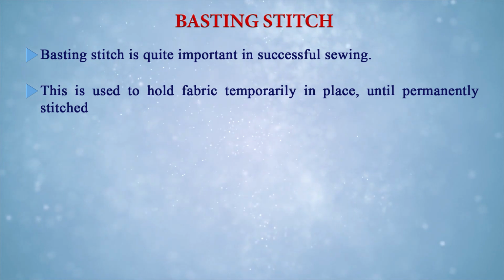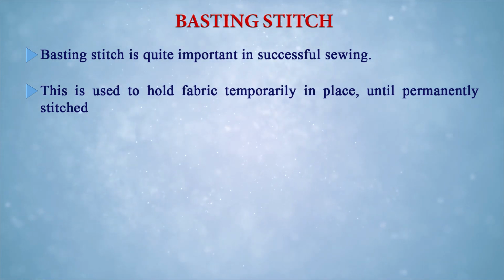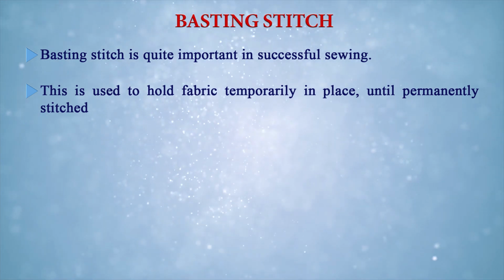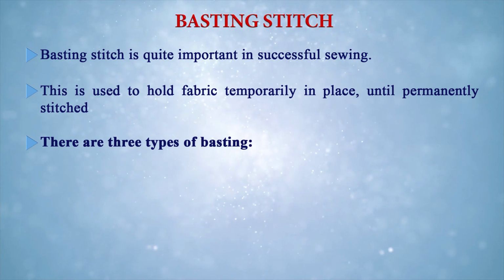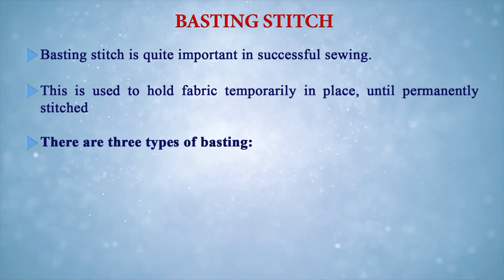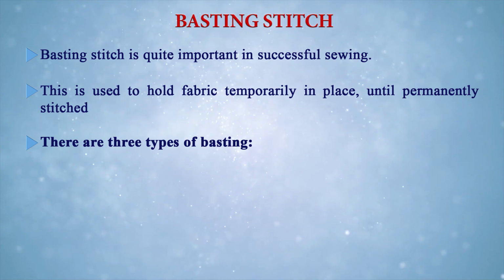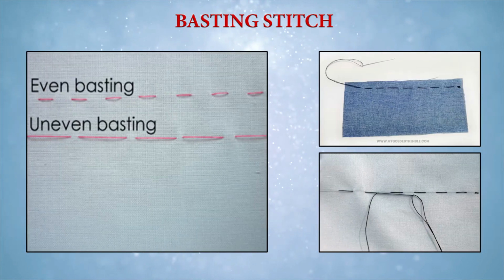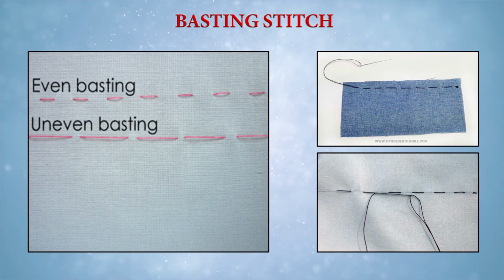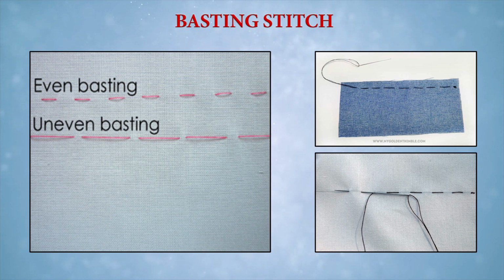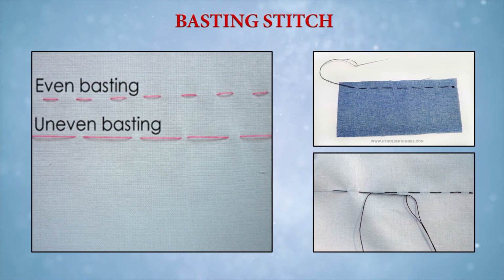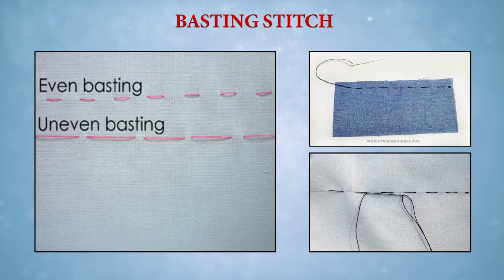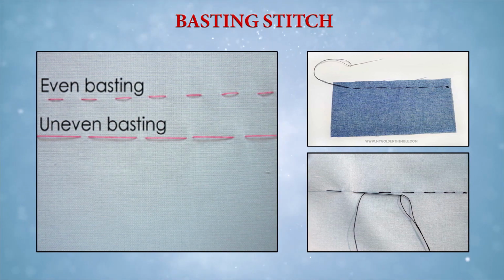So this is used to hold the fabric temporarily. It is the temporary stitch in place until the permanent stitch is done. We can say there are three types of basting stitch we generally have: the even basting, uneven basting and zigzag basting. First in the picture you can see even, it is said that the stitches we have done on the fabric are very even, and uneven is where we can have a small stitch or a long stitch, the length may vary.